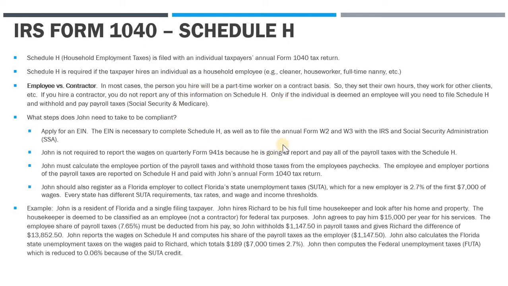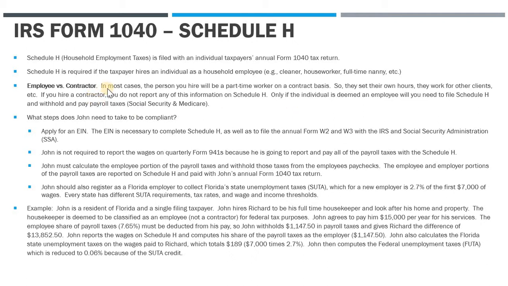Alright, so in this video I wanted to cover Schedule H, the household employment tax form that is included with the Form 1040 every year if you as a taxpayer hire someone that works for you full-time as a household employee, right? So this is either a cleaner, house worker, nanny if you have children, maybe a groundskeeper. What do you need to do if that person is deemed an employee and you as the employer need to comply with various federal and state payroll tax and reporting obligations, right?